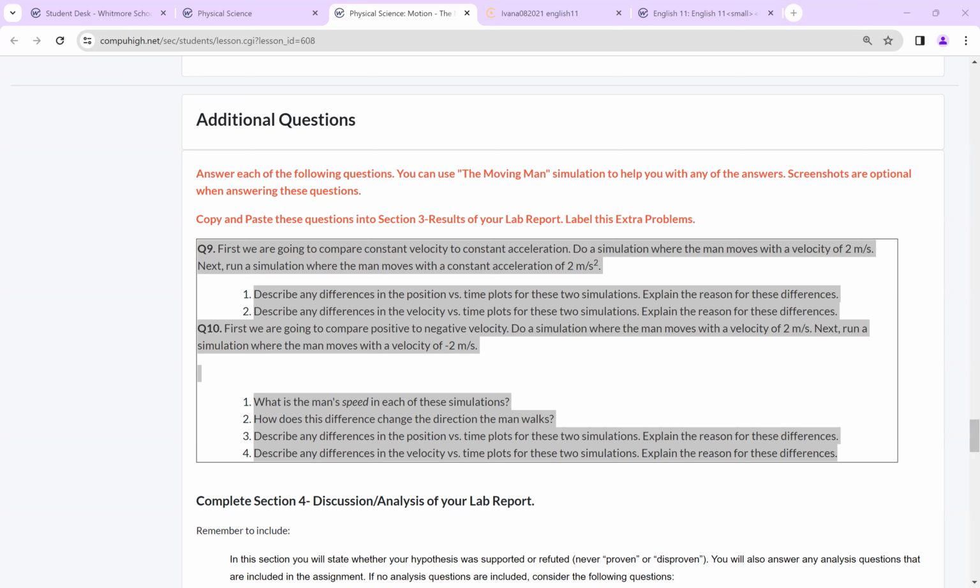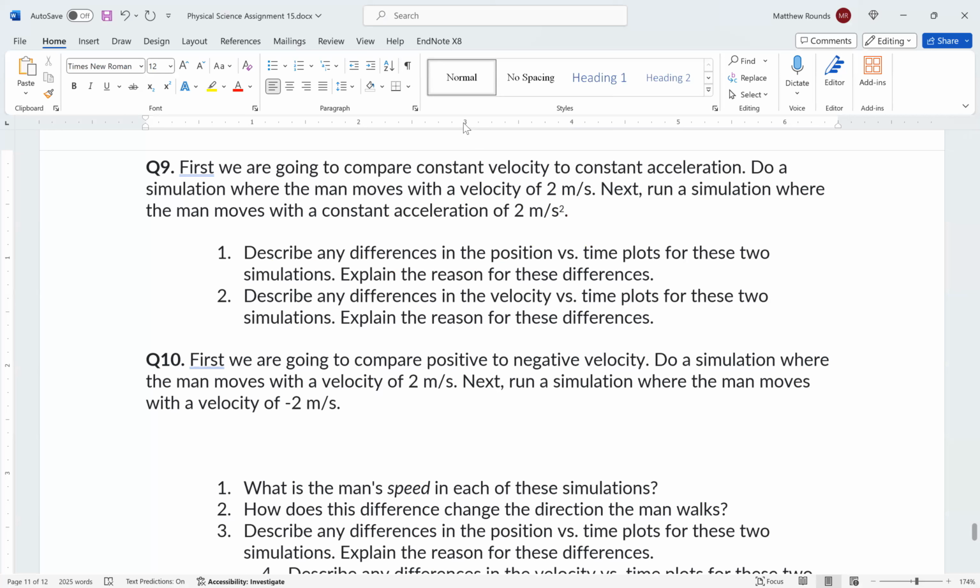So let me share my screen. Do share. Why is this so difficult to find? Okay, there it is. All right, that should be up on screen.